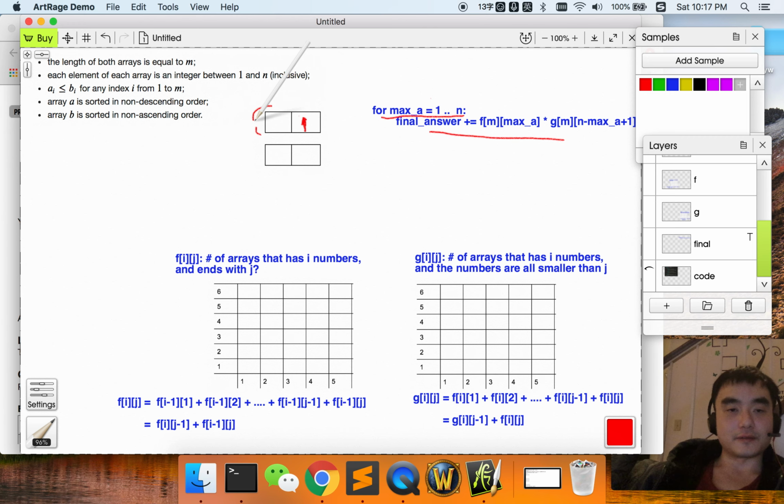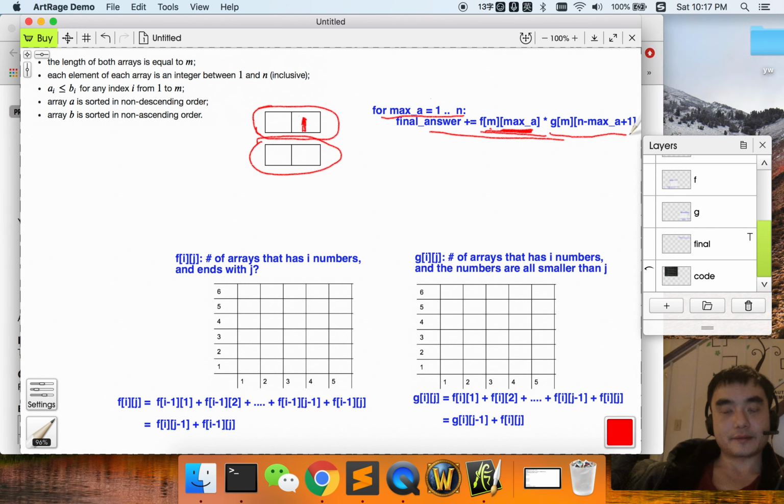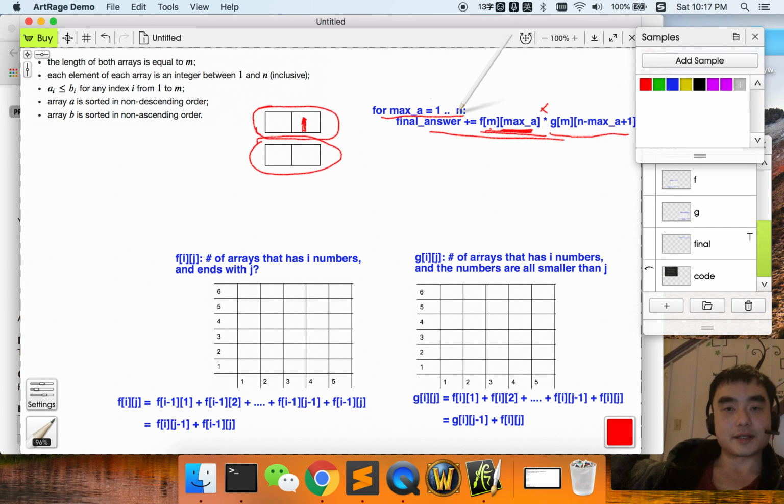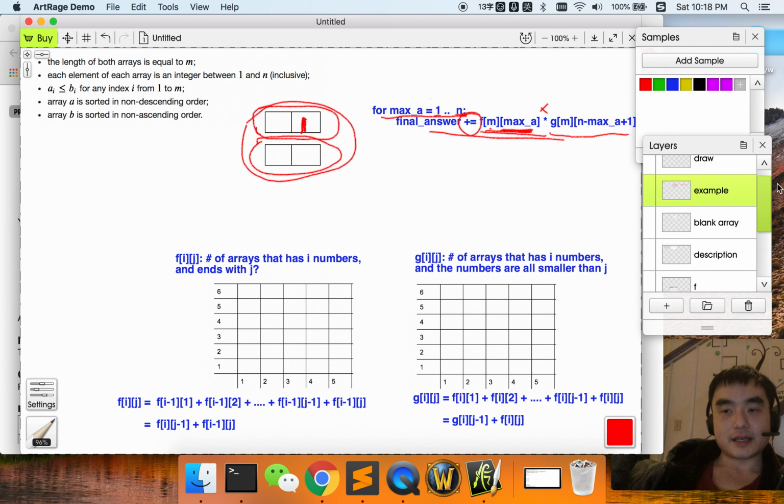So what's the number of possibilities of the first array? It has two numbers and ended with 1. So it's f21, right? So it happens to be this guy, right? And the number of possibilities of the second array is this guy, right? And we can multiply them together to get the total number of possibilities of constructing these two arrays, right? And we iterate the maximum value of the array A from 1 to n and add them together to get the final answer, right? So let's take a look at the code.